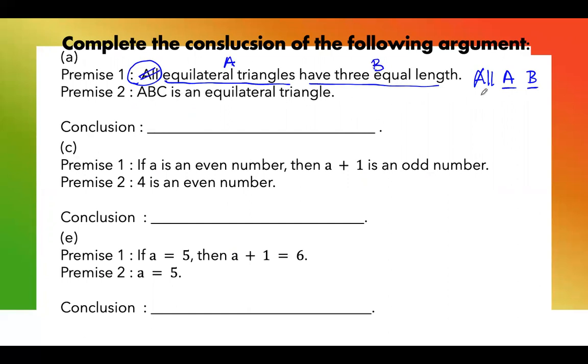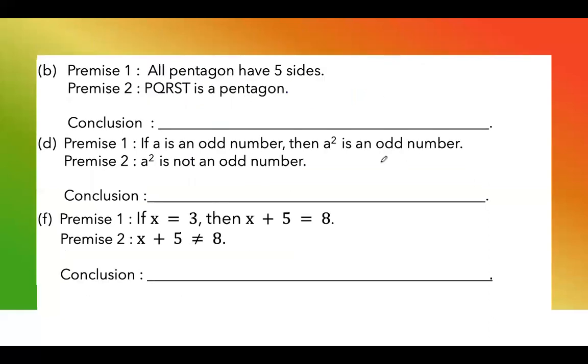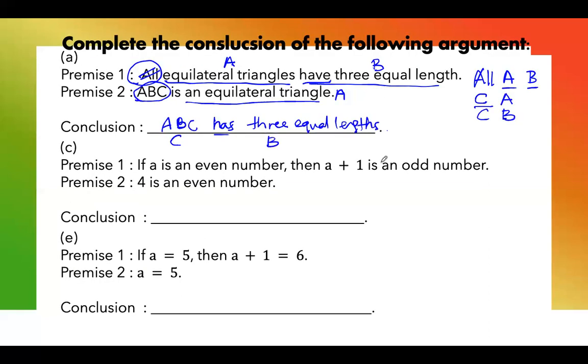So we don't look at the A, cancel it. Then you have to remember this. C is A, C is B. So what is C here? A, B, C. What is your A? Equilateral triangle. So the answer here must be C, B. What is C, B? A, B, C has, so singular, we use has 3 equal lengths. Okay, all right. So, okay, here's your answer. So now we go to the C.